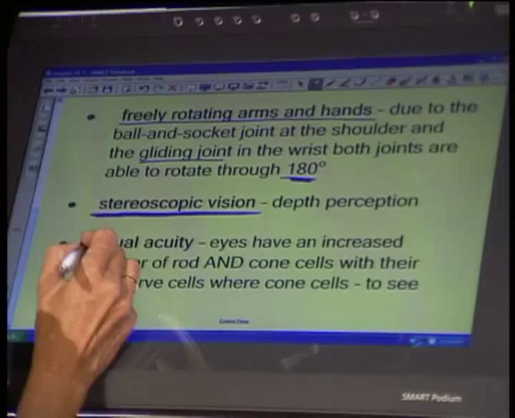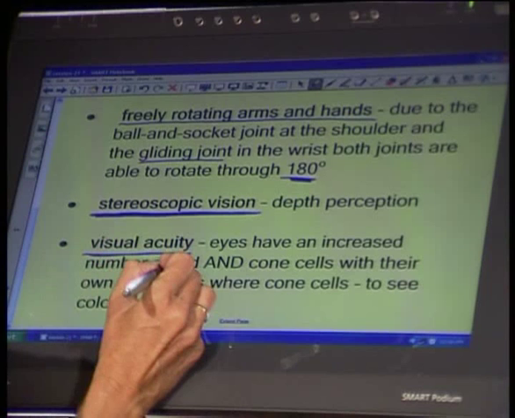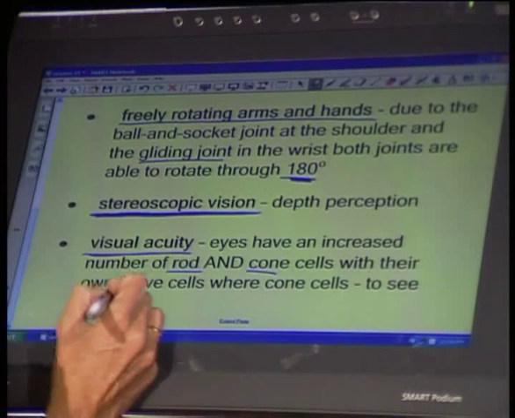And then visual acuity. Our eyes have an increased number of rod and cone cells and their own nerve cells, where cone cells are able to see color. So your primates can see color as well. And we can see color. And our rod and cone cells work perfectly well. They've got their own nerve cells.